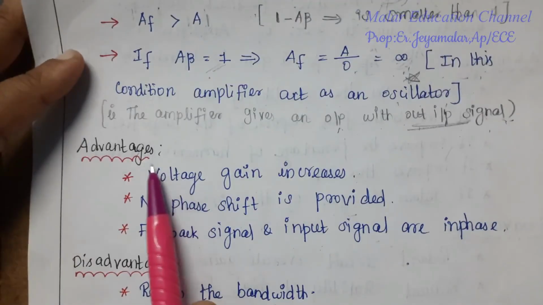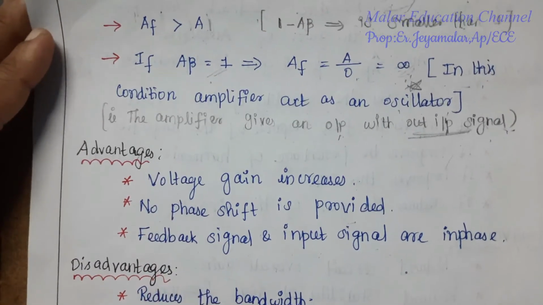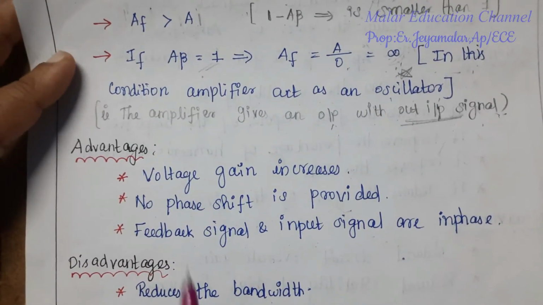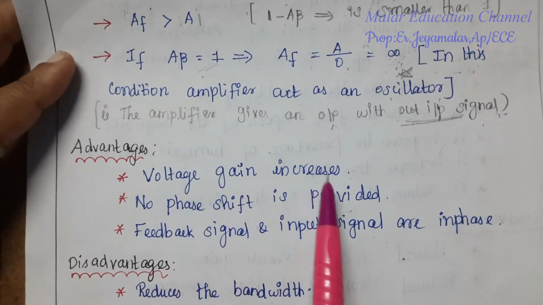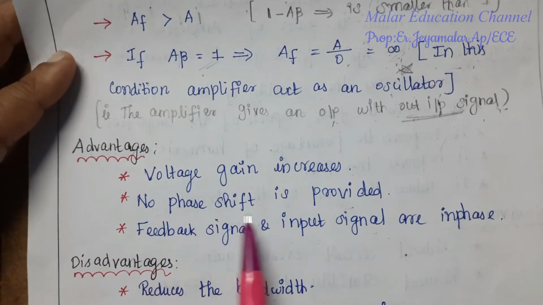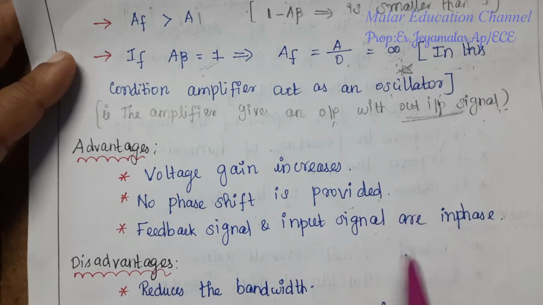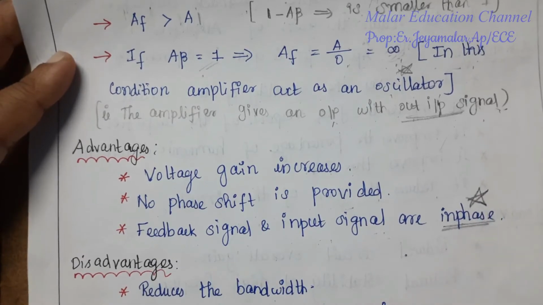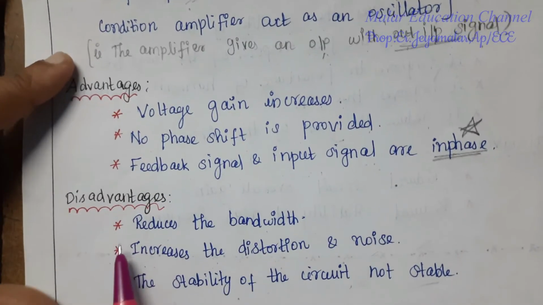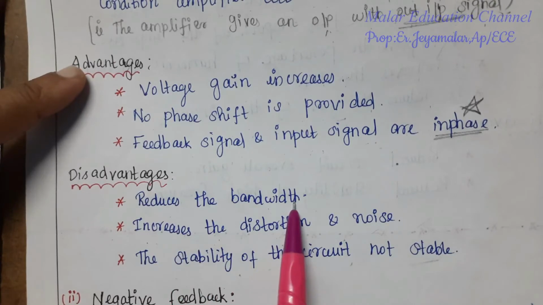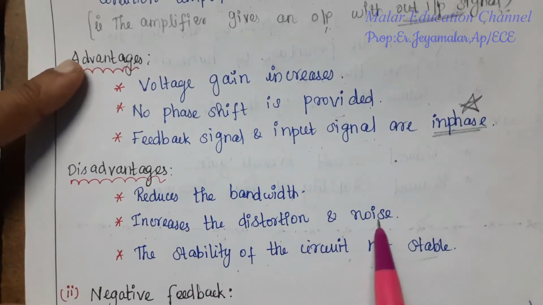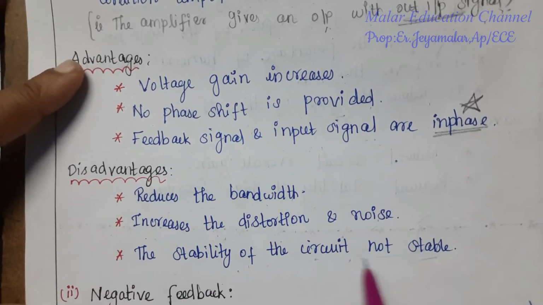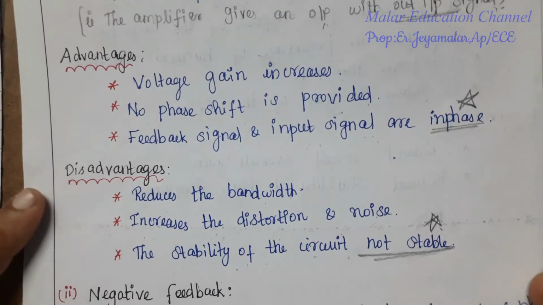Next see the advantages and disadvantages of feedback amplifier. Positive feedback amplifier. First point, voltage gain increases. Next point, no phase shift is provided. Third point, feedback signal and input signals are in phase. This is one point. Next, disadvantages. Reduces the bandwidth, increases the distortion and noise, and the circuit is not stable in the positive feedback amplifier.